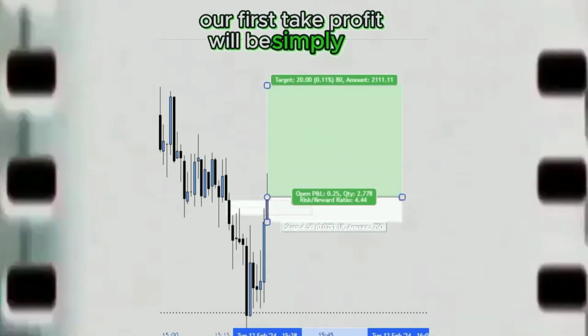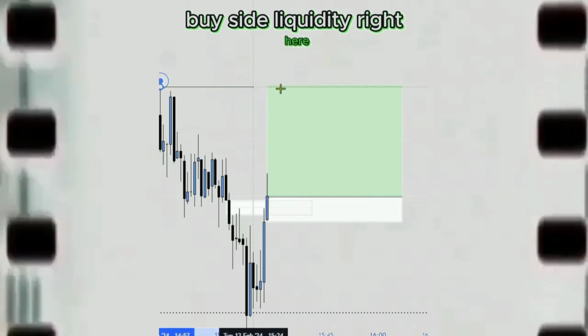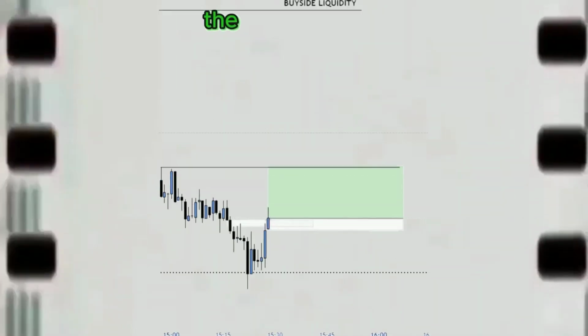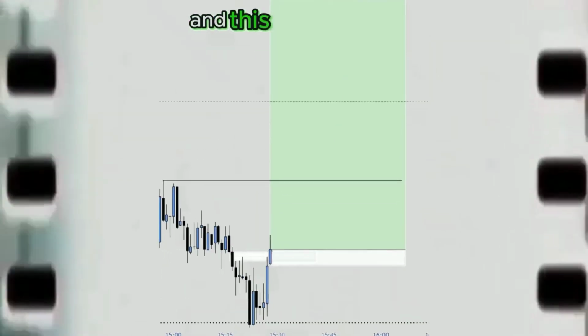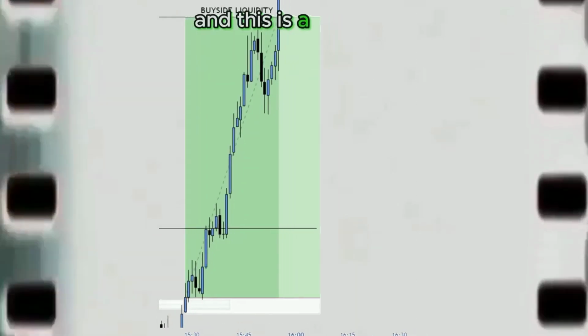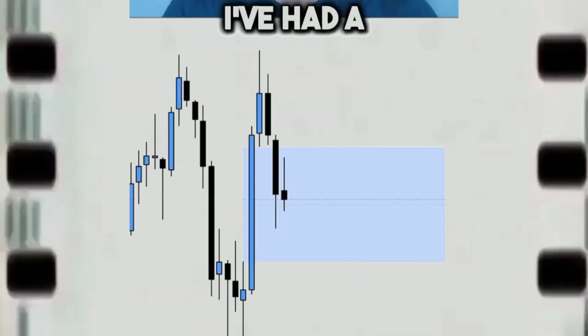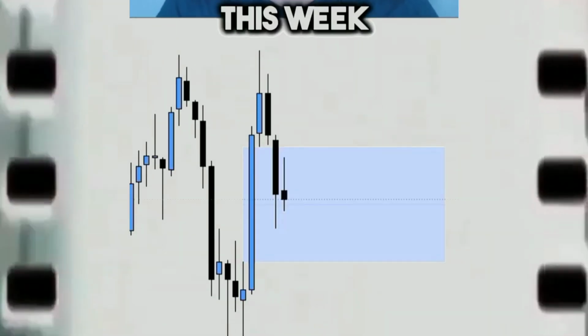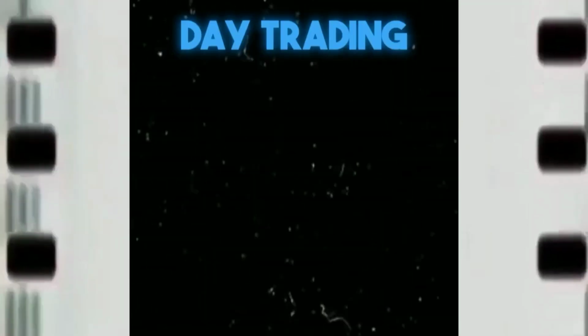Our stop loss goes back below if we get a candle close below this fair value gap. Our first take profit will be simply this buy side liquidity right here. Then we can hold runners to the main buy side liquidity target, which is all the way up there. And these are the trades that you can catch every single day, and these are the trades that I catch live on stream. I've had a 100% win rate this week trading my simple day trading strategy.